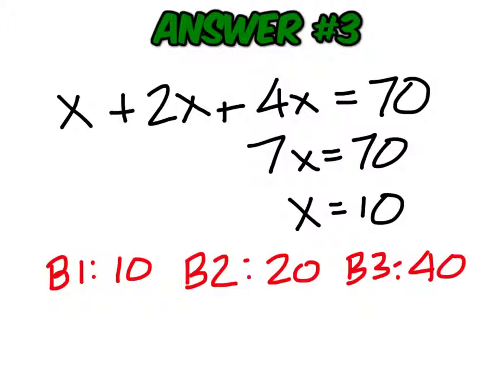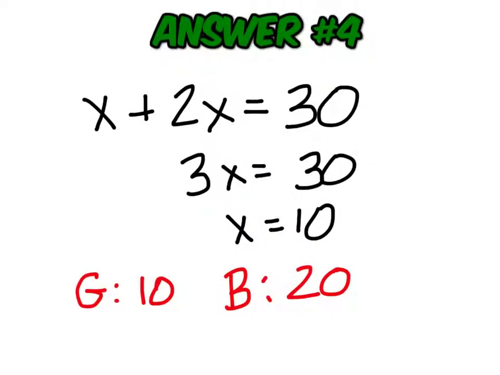On this one, we have x plus 2x plus 4x. We set this one up as well. 7x over here. 7x equals 70. Divide by 7 to get 10. Bucket 1 is 10, 2 is 20, and 3 is 40.